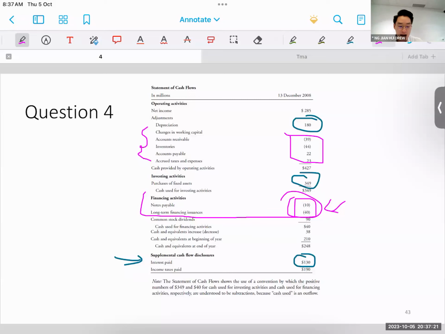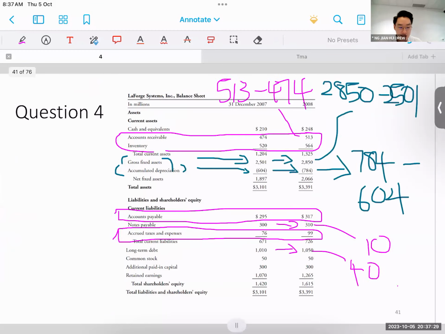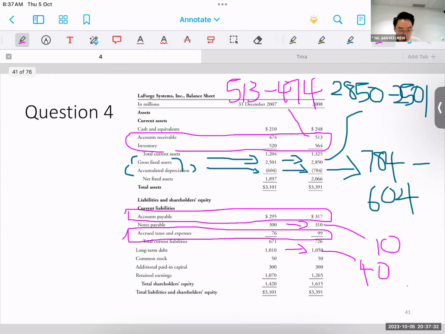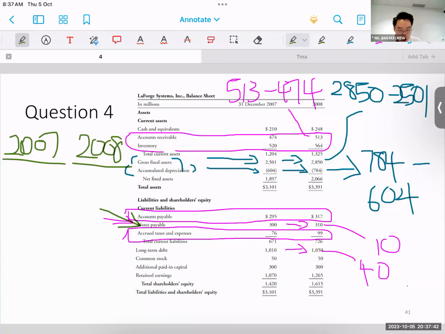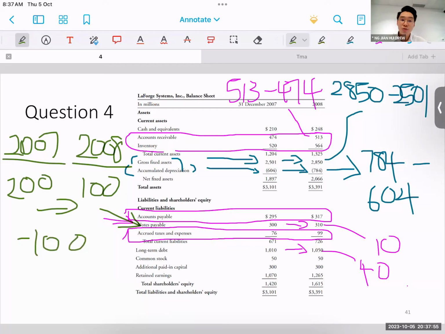At this point, I just want to highlight to you that there can be a reduction in the note payable. What does this mean? Let's say note payable, in year 2007 and year 2008, maybe here is 200 and then it goes to 100, right? Lesser debt. So because of this, it becomes a negative 100. So you need to put a negative into your free cash flow to equity formula.